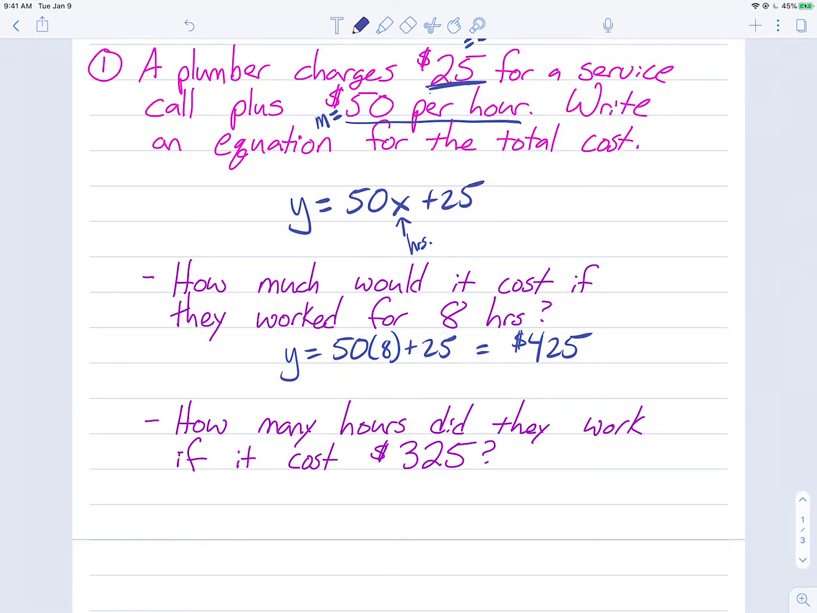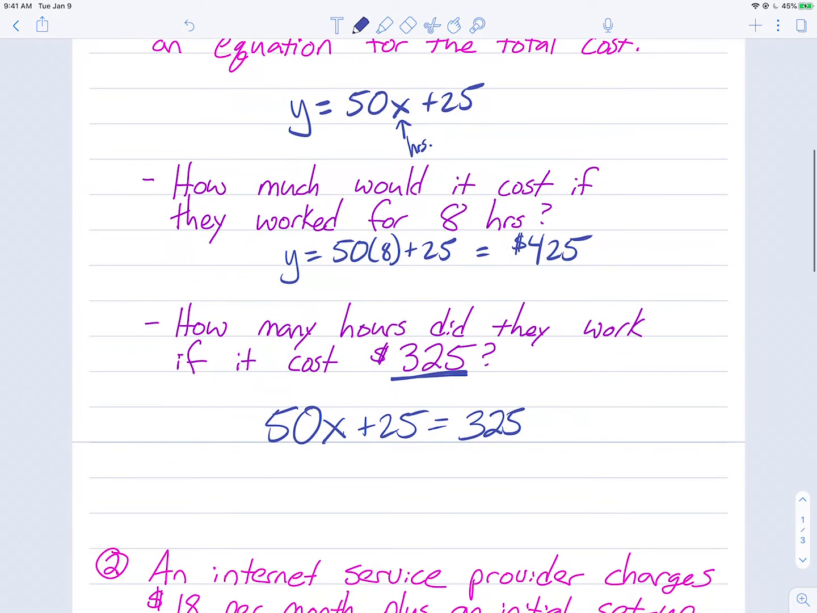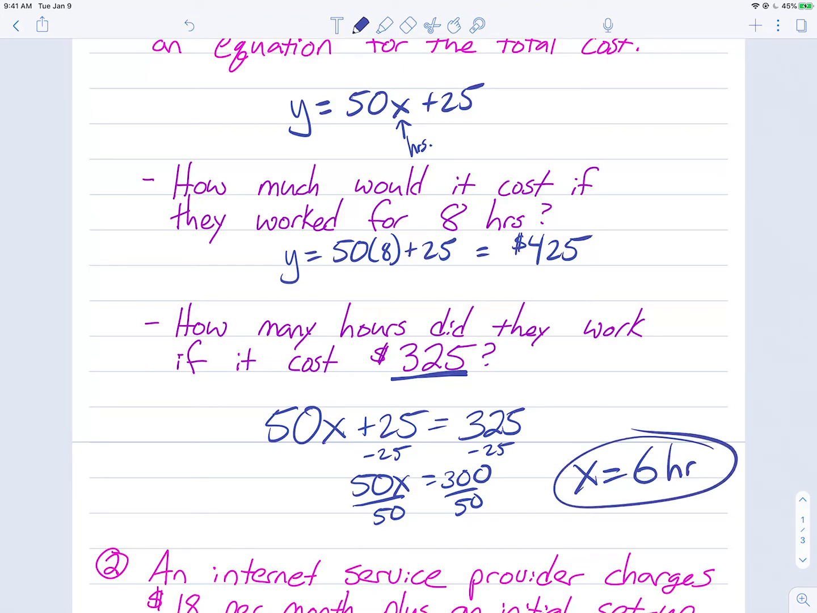How many hours did they work if it cost $325? So we don't know how many hours, but we know the answer. We know the outcome. We know we multiplied 50 by some number of hours, and we added the $25 initial fee and got a total price of $325. So I'm just going to solve it. I'm first going to subtract 25 from both sides. 50x equals 300. And if I divide both sides by 50, 300 divided by 50 is 6. So that was a 6-hour job.